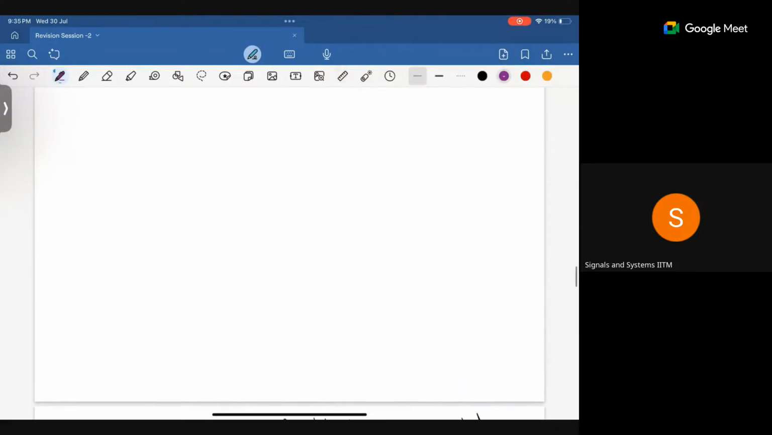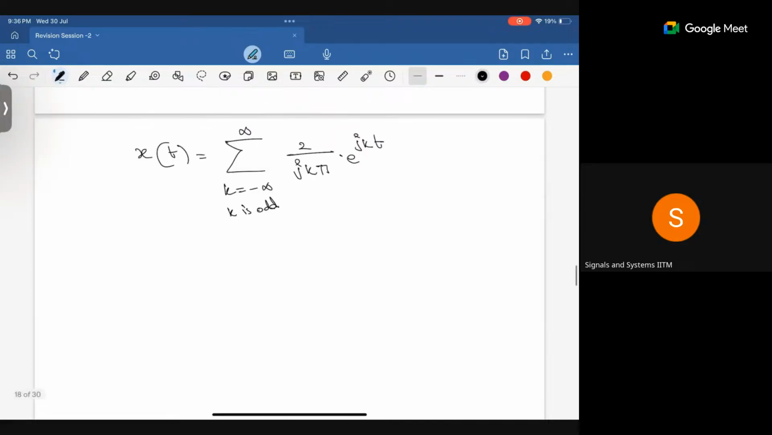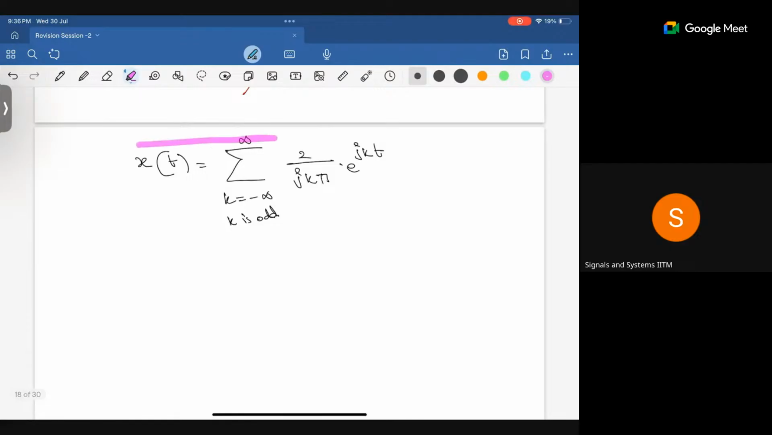We have a0. A0 is 0 anyway. So if I write x of t, this will be the sum over k from minus infinity to plus infinity of 2 by jk pi into e power jkt, and here you only have to pick when k is odd. And when it is mentioned that k is odd, k equals 0 will also vanish. So this is what our x of t is.